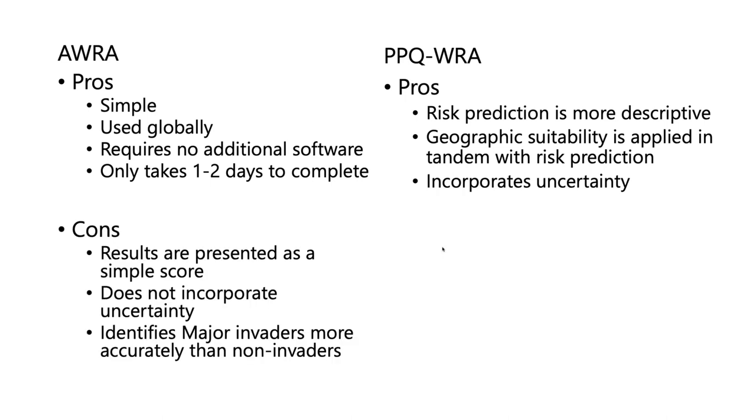The cons for the AWRA is that those results are presented as a simple score. This isn't as good for risk communication. The pro up above in the PPQWRA, by separating those scores, it's really helpful in communicating to folks just why something is a high risk. The con for the AWRA, again, we don't have uncertainty in this model. And it does identify major invaders more accurately than the non-invaders. So the accuracy for non-invaders is lower, meaning there are more false positives.